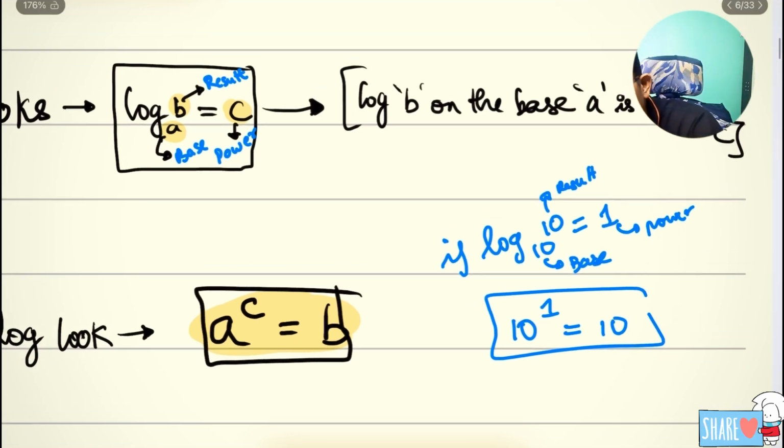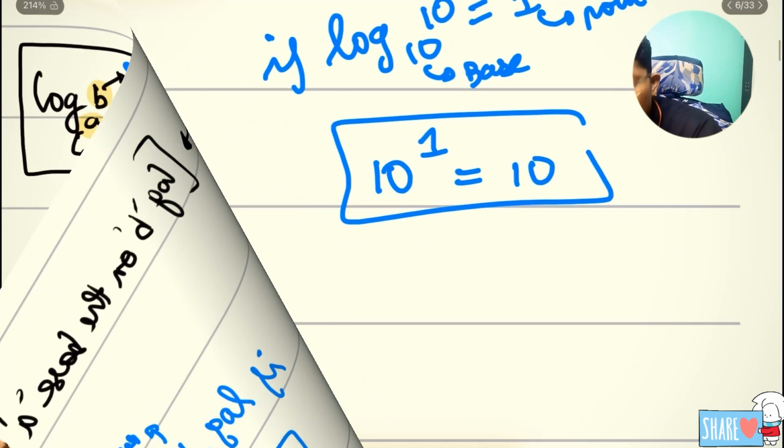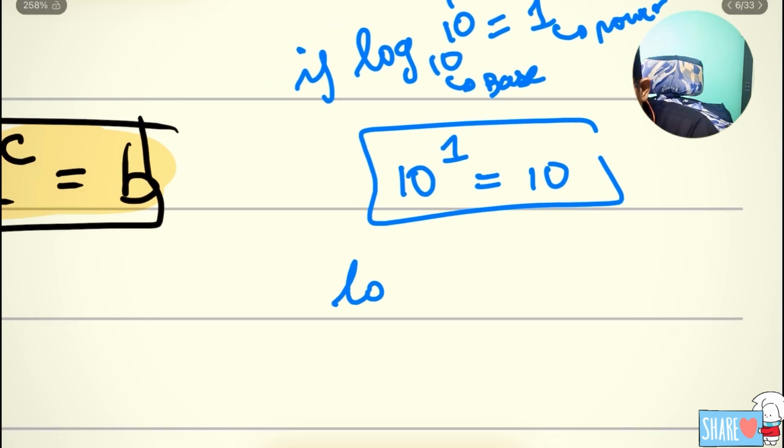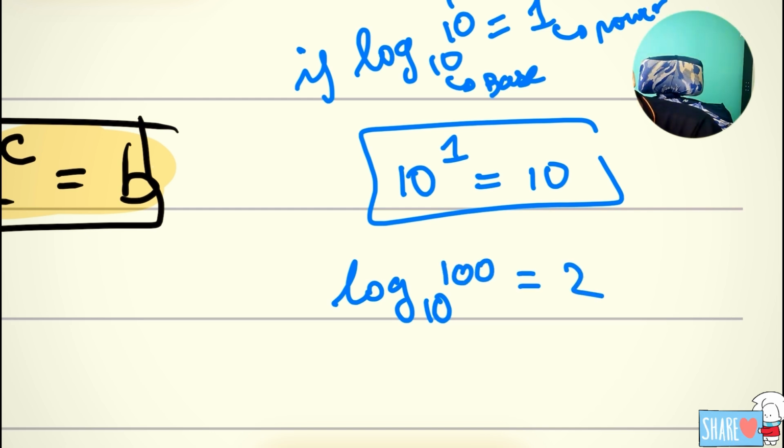If you see this also, you may see that. One more example that I will give, it's very interesting: log 10 of 100 is equal to 2. So how?